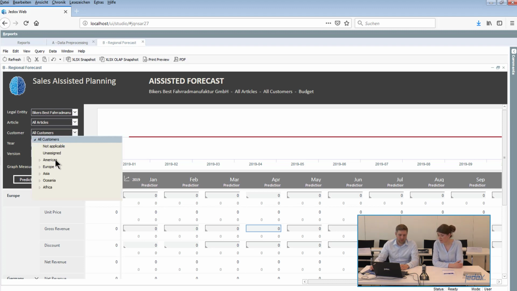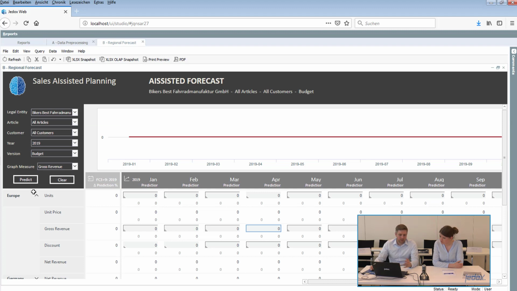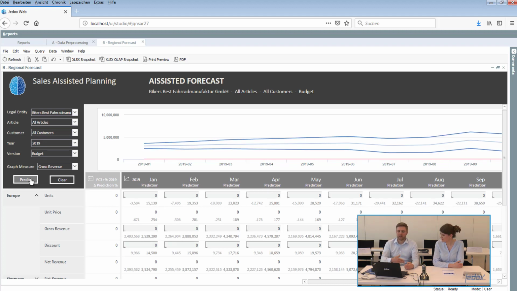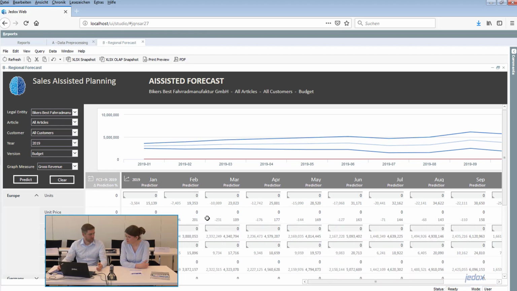So we have customers here. We can go to every country, and we can go to every product group, and everything is predicted. So I click on predict here. And what is done now again is the last 4 years are taken into account, or the last 3 years, depending on how much data you have. And then the prediction is done for the next year, in this case, for 2019. So now I have a good starting point for, in this case, gross revenue.